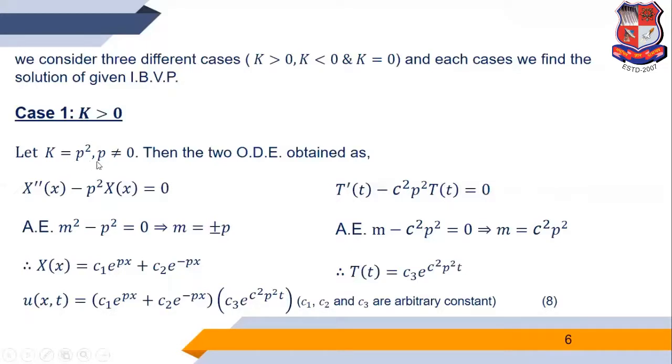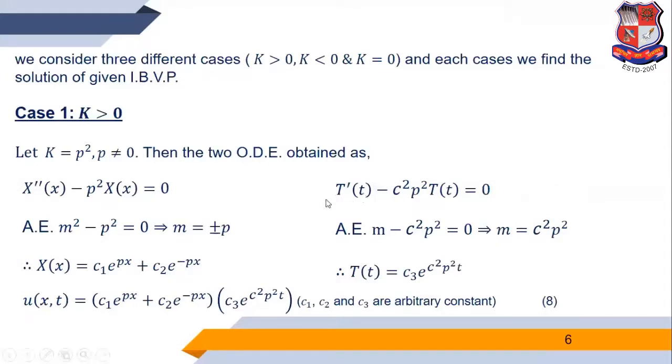So k equal to p square, p not equal to 0, then the 2 ODEs obtained are X double dash minus p square X is equal to 0 and T dash minus c square p square T is equal to 0. The auxiliary equation of this form is m square minus p square is equal to 0. So m is equal to plus or minus p, so these are real and different roots. So we write X(x) = c1 e raised to px plus c2 e raised to minus px.